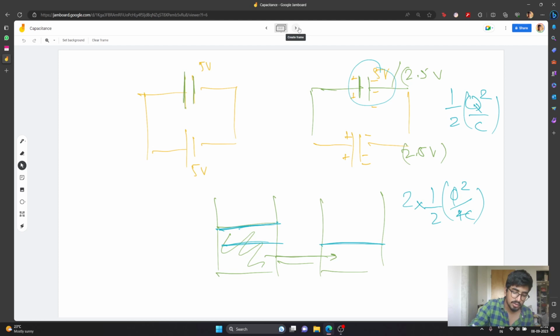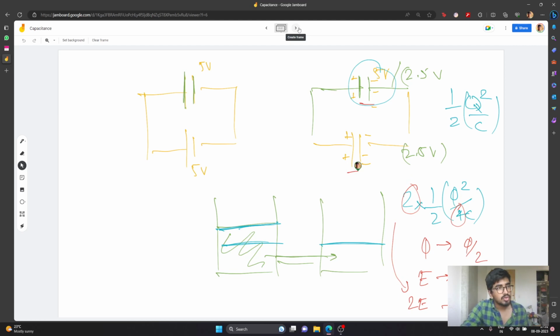I hope you're understanding. So what we did is Q went from Q to Q by 2. So energy went to E by 4 because of this Q square factor, right? But then there are two times this energy because there are two capacitors which are finally storing energy. So that final energy now becomes E by 2, right? Not E. So you started from E amount of energy, which is half Q square by C, but ultimately you're left with half of that, right?